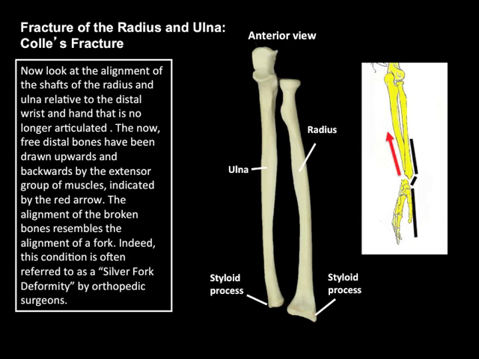Now look at the alignment of the shafts of the radius and ulna relative to the distal wrist and hand that is no longer articulated. The now free distal bones have been drawn upwards and backwards by the extensor group of muscles, indicated by the red arrow. The alignment of the broken bones resembles the alignment of a fork. Indeed, the condition is often referred to as the silver fork deformity by orthopedic surgeons.